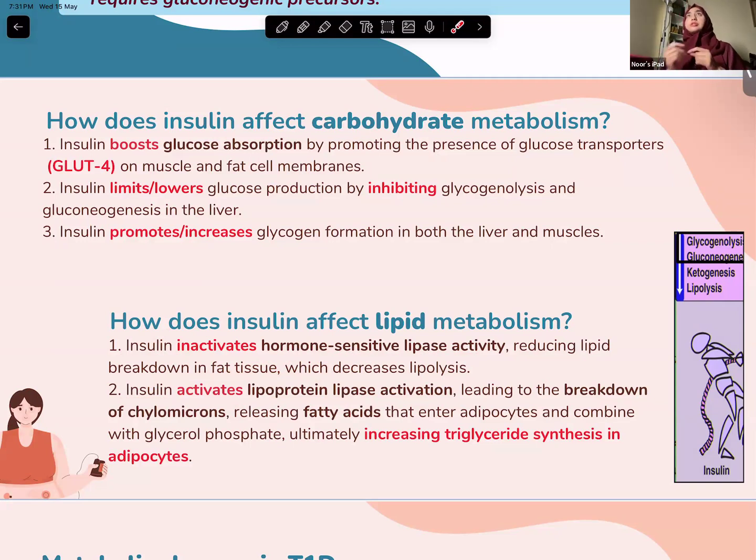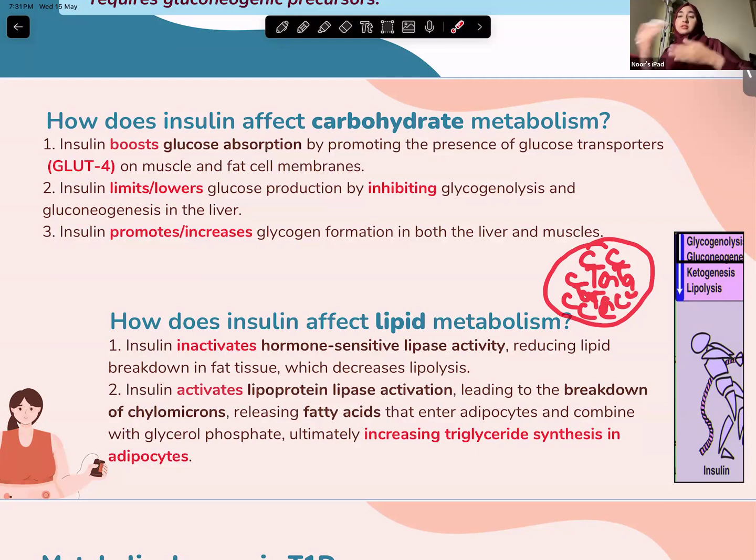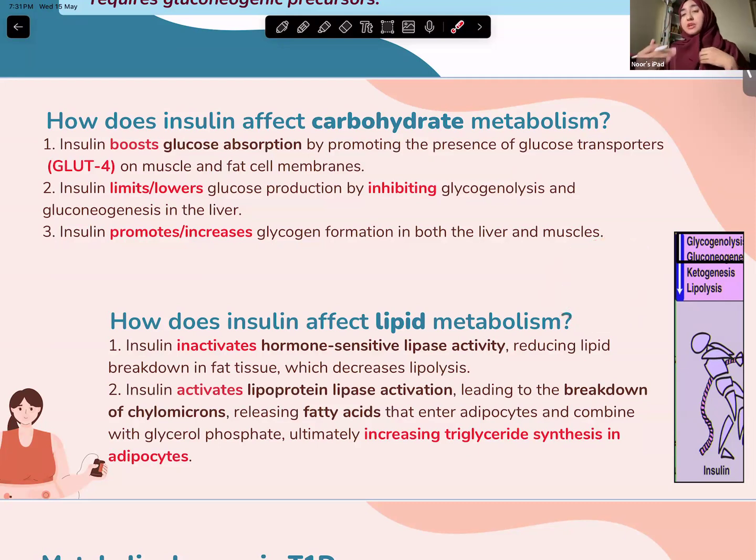Now, it's like turning on a machine called lipoprotein lipase. Now, this machine is going to break down chylomicrons, okay? You know how we have chylomicrons, and chylomicrons usually have triglycerides inside, plus there are a few cholesterol molecules. So when, like I said, think of it as a machine. This machine, which helps break down chylomicrons, carries fats, releasing fatty acids. Now, these fatty acids then go into the fat cells, which are the adipocytes, and they join with glycerol molecules to form triglycerides.